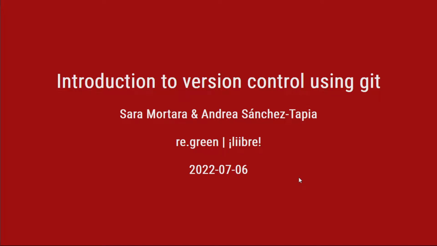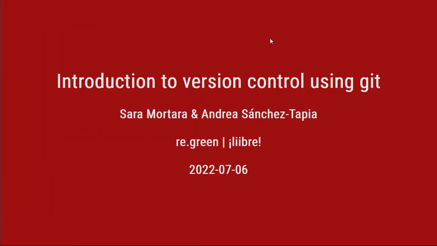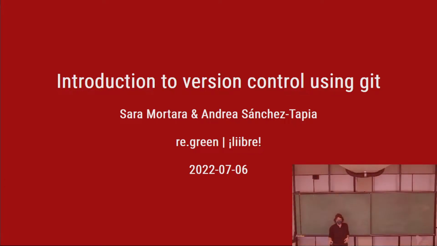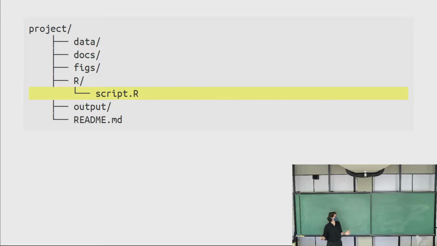Okay, so we will talk today about version control using Git. I'll give a brief introduction to Git. We'll do a Git setup and our first commit together. We'll use the word commit a lot. There are many other commands in Git, but commit is the one that creates a version, so it's the most common for us to say.